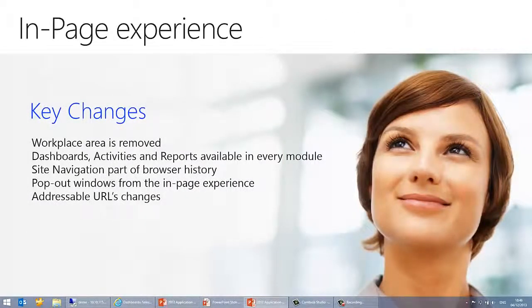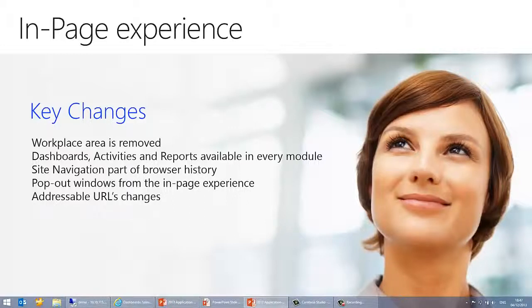So what are the key changes we've done in CRM 2013 for the in-page experience? Well, the workplace area is removed. The dashboards, activities and reports are available in every module. The pop-out windows are removed from the in-page experience, and there are addressable URL changes, which we'll discuss in another talk later down the line as well, which makes it a lot easier to go to a specific URL. It's a much shorter, specific address for the URL in CRM 2013 compared to CRM 2011. And with the site navigation part of the browser history as well, like I said, with the back button, it makes a better user experience for the user.